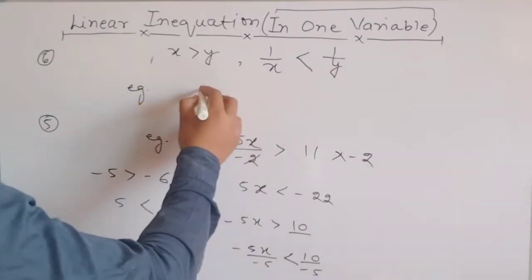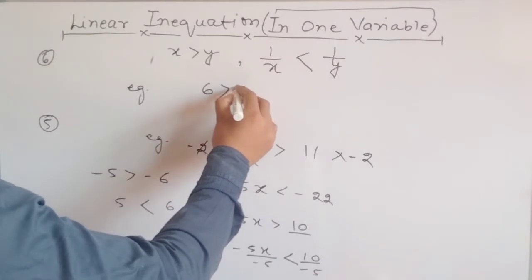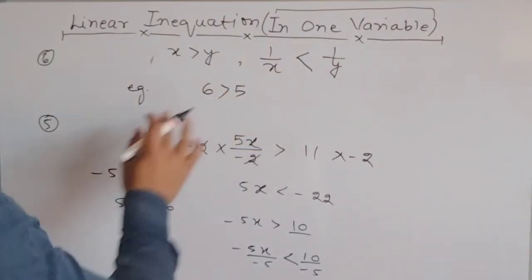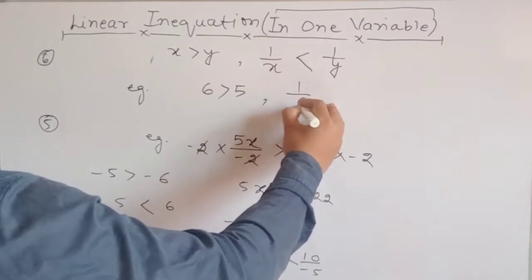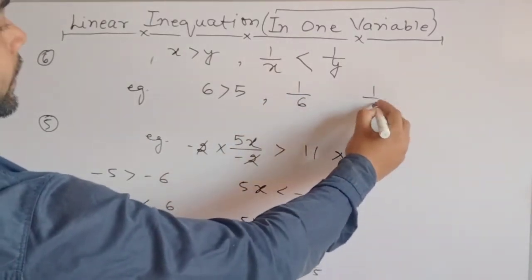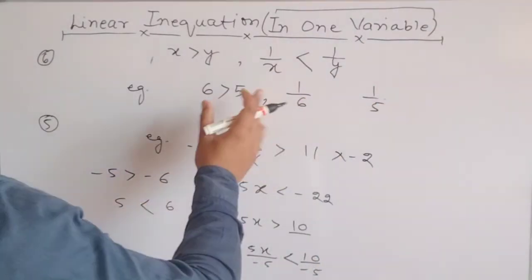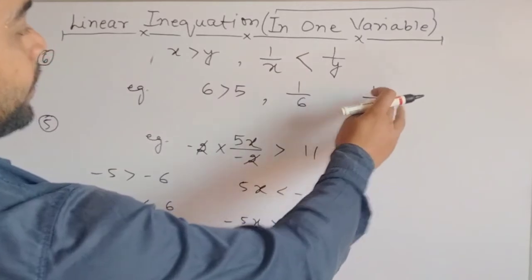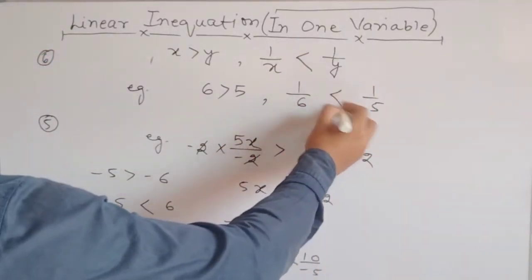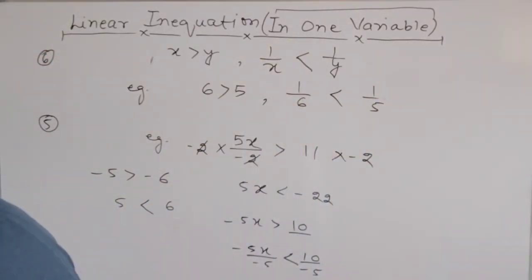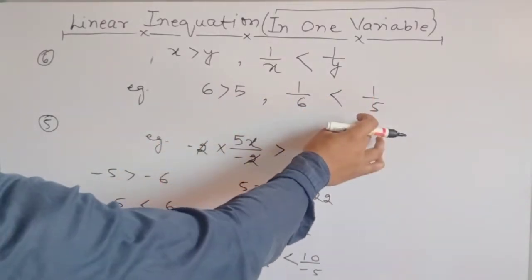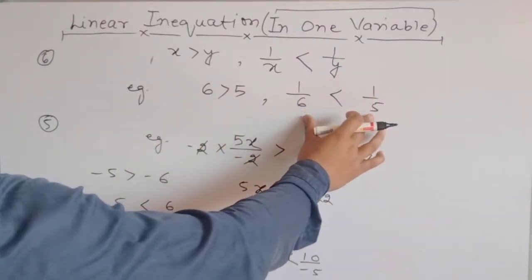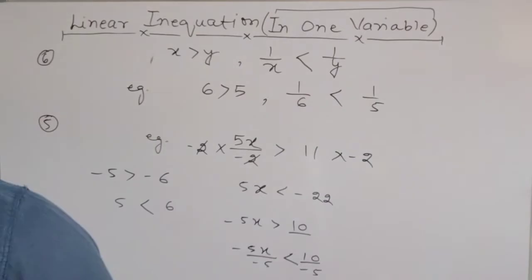Okay, let's take an example. 6 is greater than 5. We also know that 6 is greater than 5, but if we take the reciprocal on both sides, then the inequality which is suitable for this condition will be 1 upon 5 is greater than 1 upon 6. As we can say, 6 is greater than 5, but between 1 upon 6 and 1 upon 5, 1 upon 5 will be greater than 1 upon 6.